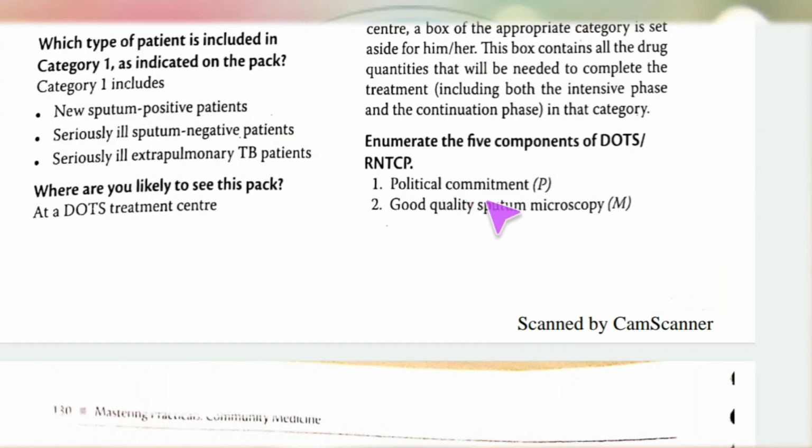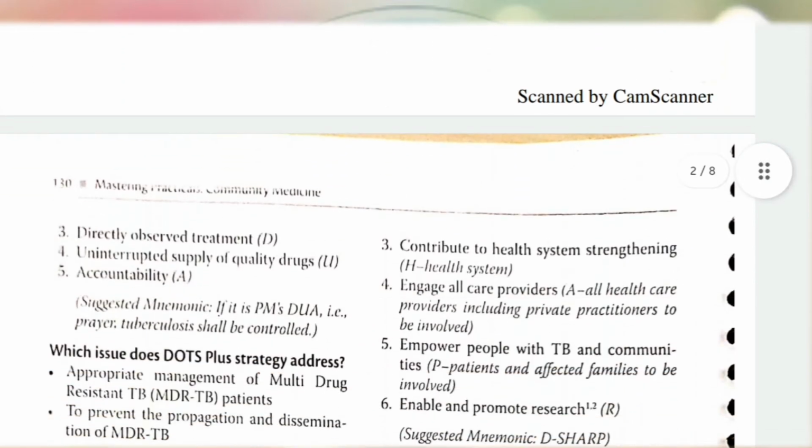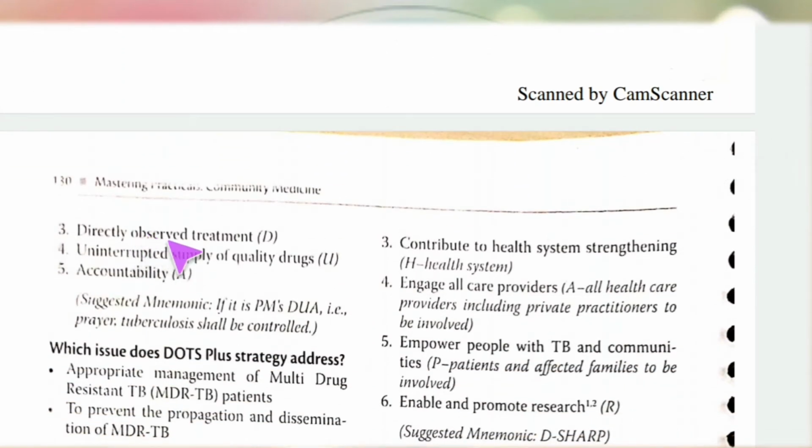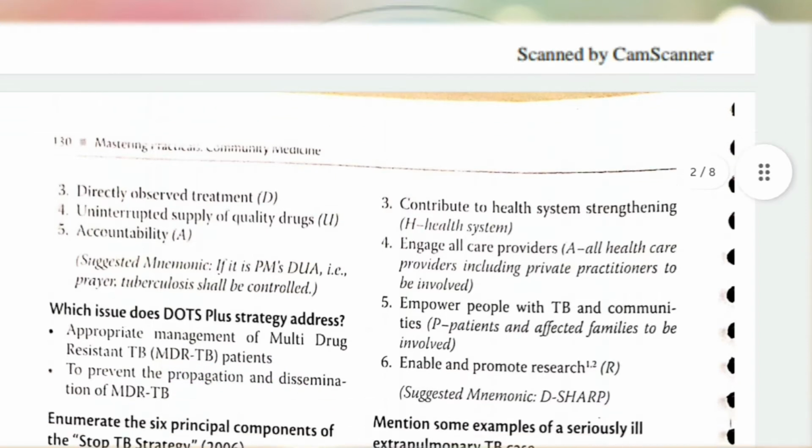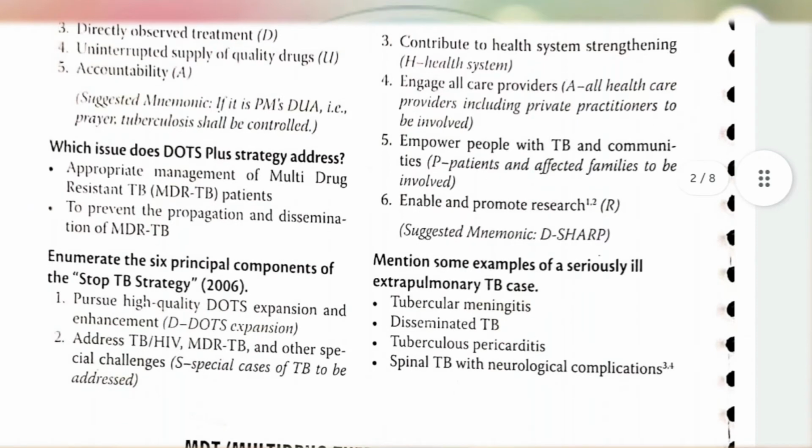So the first is political commitment, second is good quality sputum microscopy, third is directly observed treatment, fourth is uninterrupted supply of quality drugs and fifth is accountability. Okay, which issue does DOTS plus strategy address? Appropriate management of multi-drug resistant tuberculosis patients and to prevent the propagation and dissemination of MDR TB.